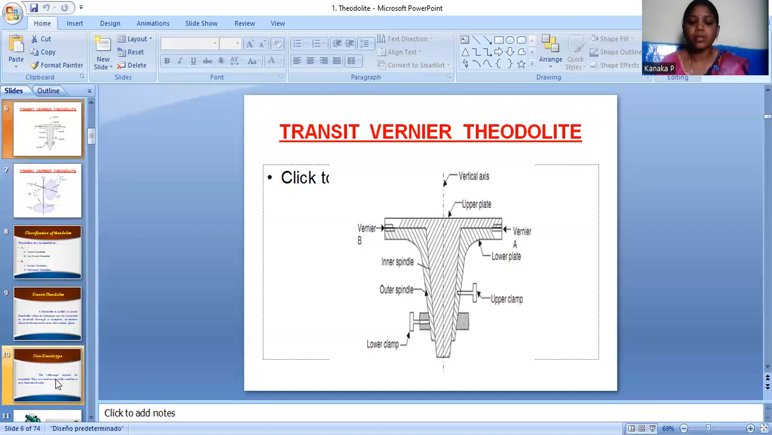Next one is the compass. A circular box compass is fitted on a vertical scale between the standards in the same instrument. The compass is provided in order to take the magnetic bearing of the line.